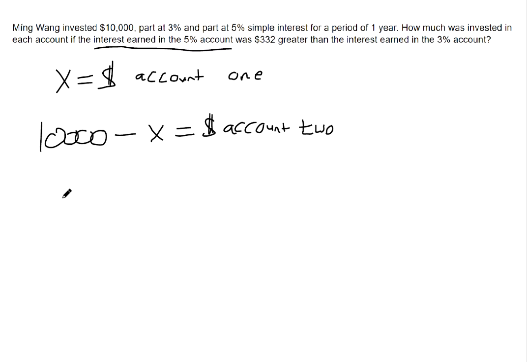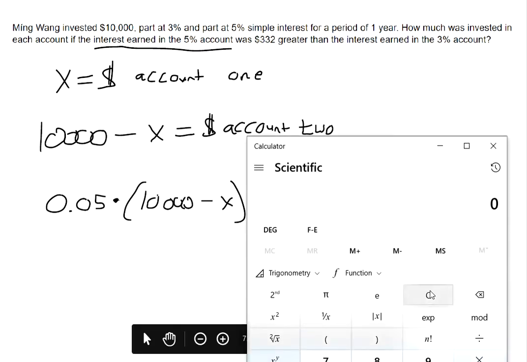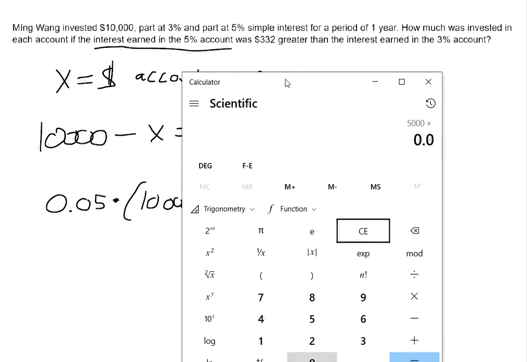So for the 5% account, to find out how much interest we earn, we change that percentage to a decimal, and then we multiply it by the amount. And this is the amount that's in that second account, in the 5% account. Right? So like if you know you're going to earn 3% interest and your account has $5,000 in it, then you'd multiply 5,000 times 0.03, right? The dollar amount times the percentage for the interest.